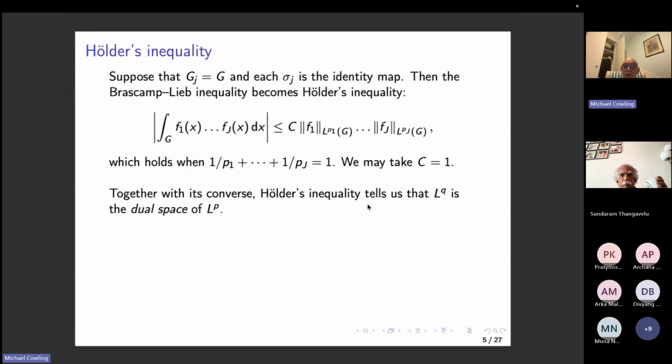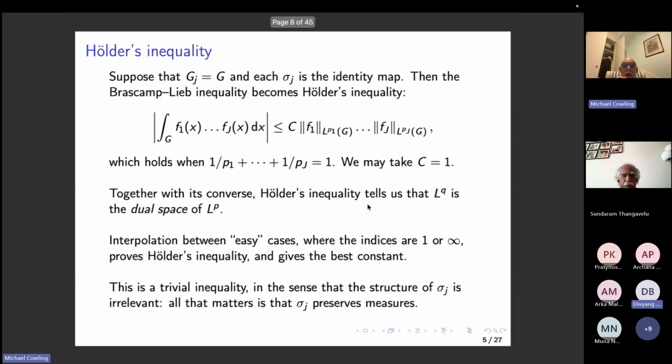And this is something that is very standard and learned in functional analysis at some point. So if you want to prove this, well, the actual proof of Hölder's inequality is a little bit complicated. It's not immediate.